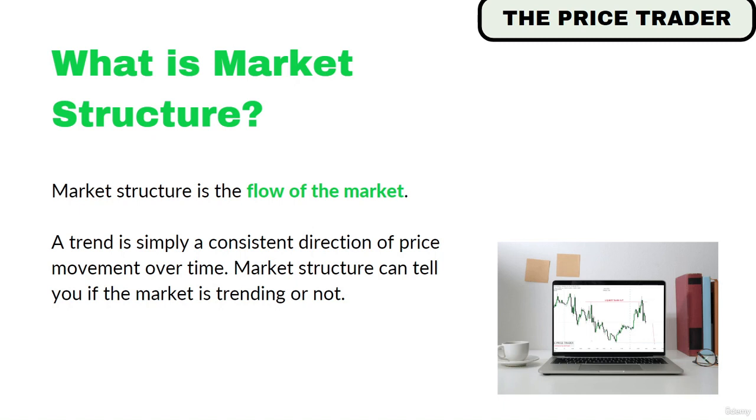I've defined here what a trend is. A trend is simply a consistent direction of price movement over time, and market structure can tell you if the market is trending or not, because once we are coming to the end of the trend, market structure can tell you exactly where the trend is ending. For example, if the 15 minutes chart is trending, we can know exactly when the trend has ended and the market is about to turn or even enter into consolidation.